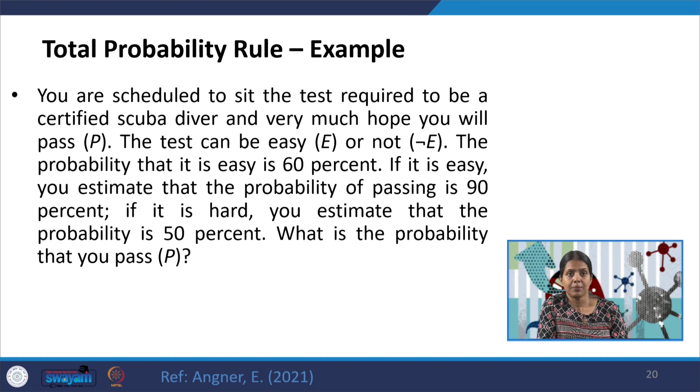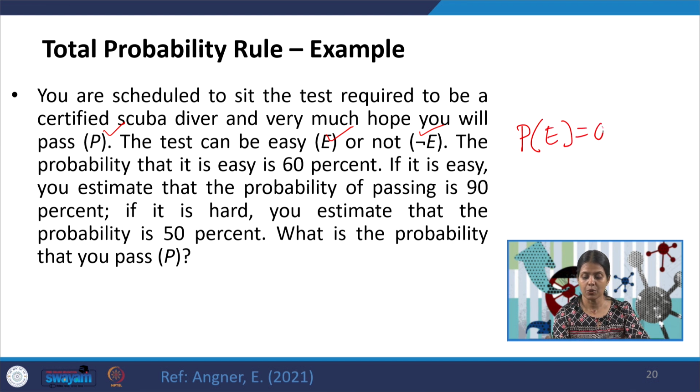We take another example. You are scheduled to sit the test required to be a certified scuba diver and very much hope you will pass. The event that you are going to pass is given by P. The test can be easy, denoted by E, or not easy, denoted by not E. The probability that it is easy is 60%, so the probability that it is going to be easy is 0.6. Obviously, the probability that it is not going to be easy is 0.4.